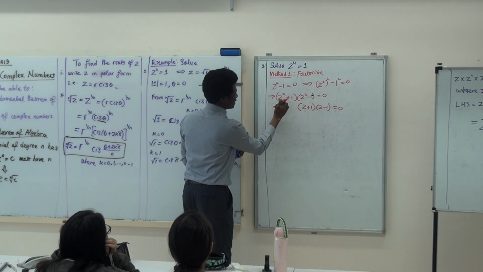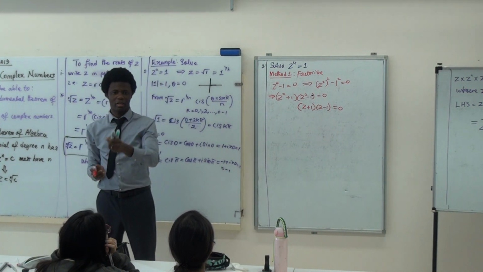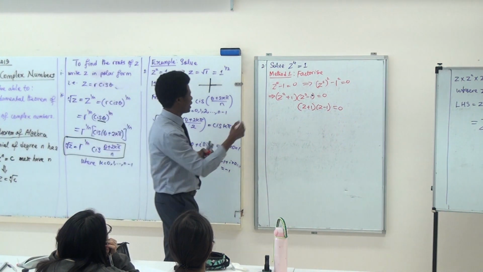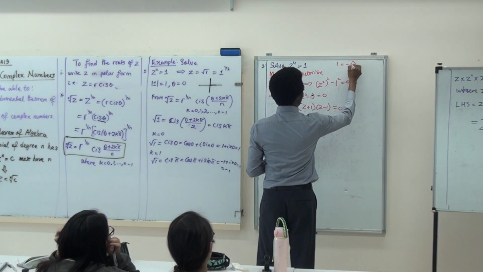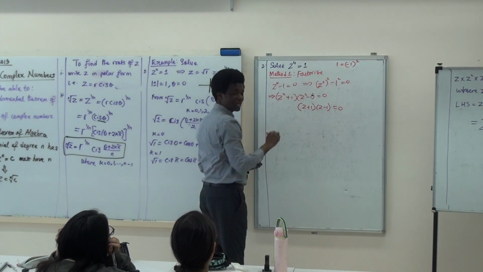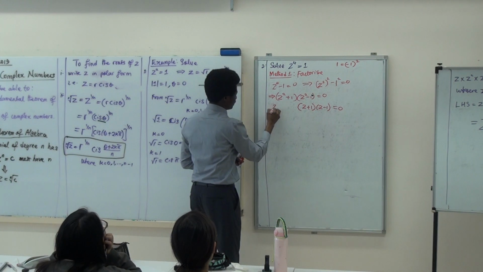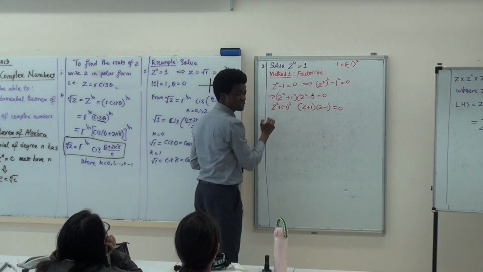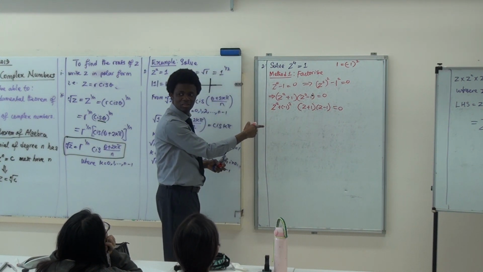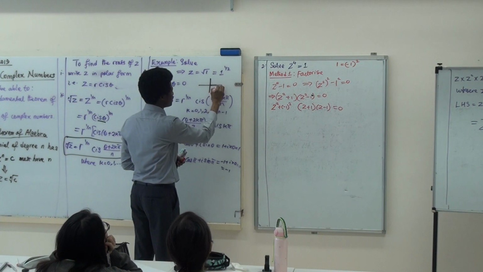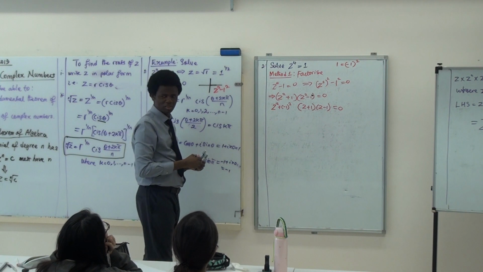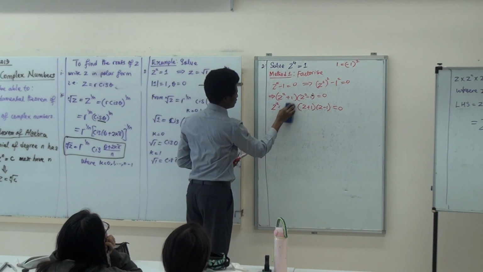Yes? The question is, can this be factorized? Yes. Why? 1 is still negative 1 squared, so it can still be. Okay, so 1 is negative 1. The negative is not outside, it's actually inside the bracket. So z squared plus negative 1 squared, is that what you're saying? But that's not a difference of 2 squares. That is the sum of 2 squares. Difference of 2 squares says you must have z squared minus 1 squared, not with a plus. Does that make sense? Think again. Can this be factorized?